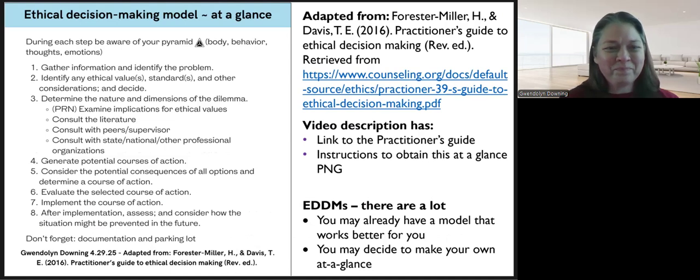But for now, while there are multiple models, I'll be going over an at-a-glance I used to train with, and it is an adaptation from the Practitioner's Guide to Ethical Decision Making. So I'm going to repeat that the video description has a link to the Practitioner's Guide, and then this is the at-a-glance PNG, and the instructions for it are in the video description.